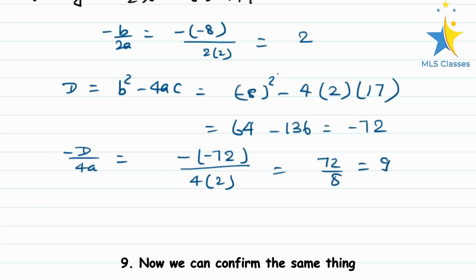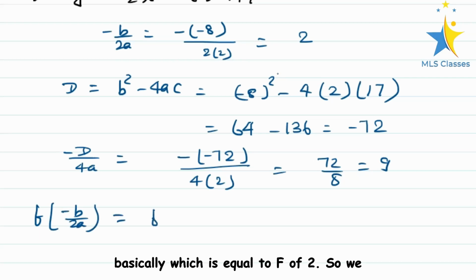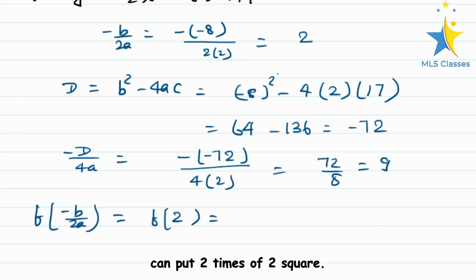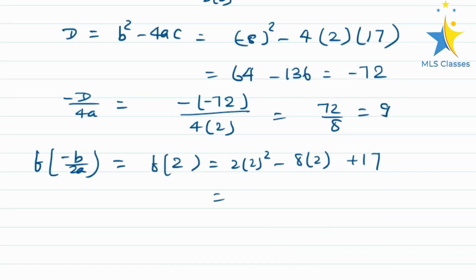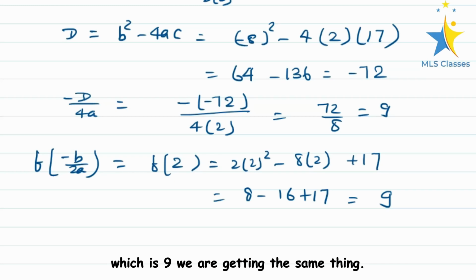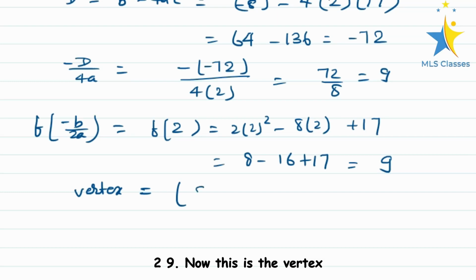Now we can confirm the same thing from this method. f of minus b over 2a basically, which is equal to f of 2. So we can put 2 times 2 square minus 8 times 2 plus 17. So what are we getting from here? 8 minus 16 plus 17. So 17 plus 8, 25 minus 16, which is 9. We are getting the same thing. So we can say that the vertex is (2, 9).